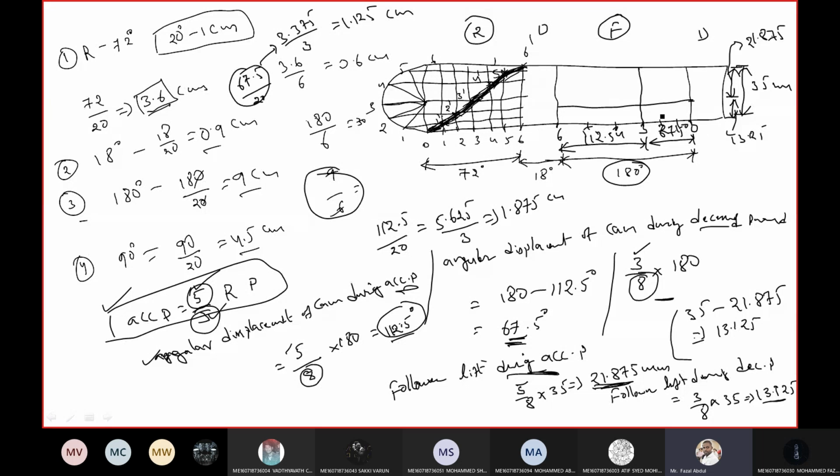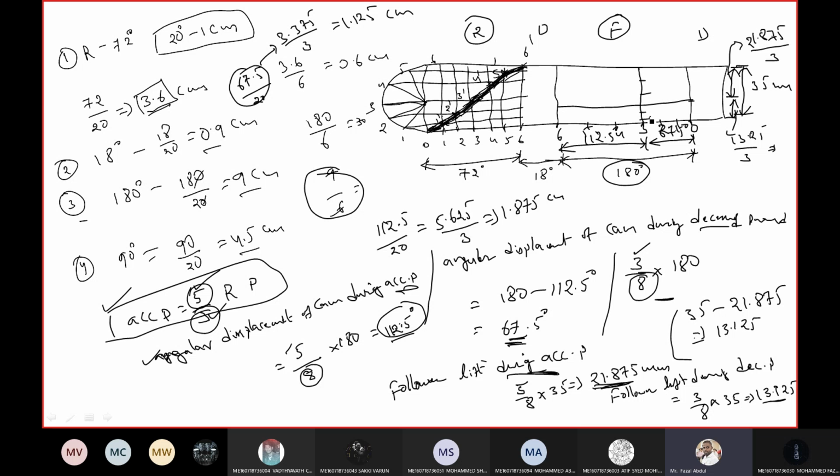Now divide this vertical line also in the same manner that you practiced here. From here to here divide into 3 equal parts, and again here to here 3 equal parts. To divide into 3 equal parts, take 21.875 divided by 3, and whatever value you got, maintain that value here and divide into 3 equal parts. In the same manner, here divide by 3, whatever value you got, maintain that value and divide this part.